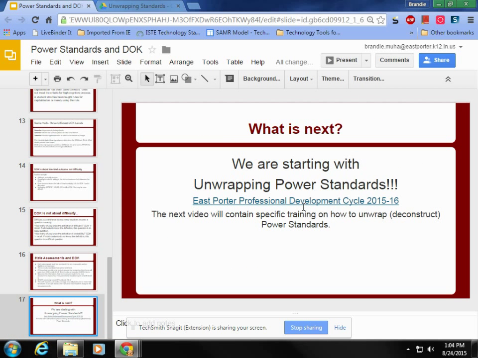So what is next? The next time you meet for PLC, we're going to start with unwrapping the power standards. So this was just an overview of the big picture, why we're doing what we're doing, and the things that we need to consider. So the next time we meet, I'm actually going to go through the unwrapping power standards process as well as assign you duties, things that you will need to accomplish during your PLC time.